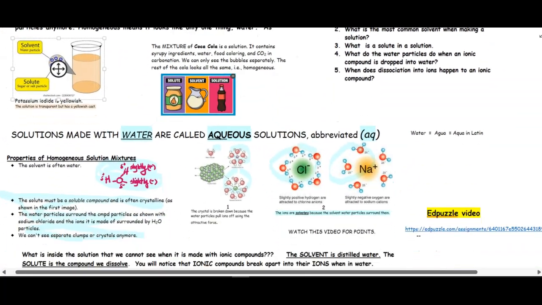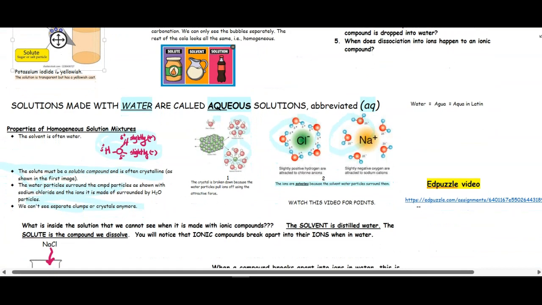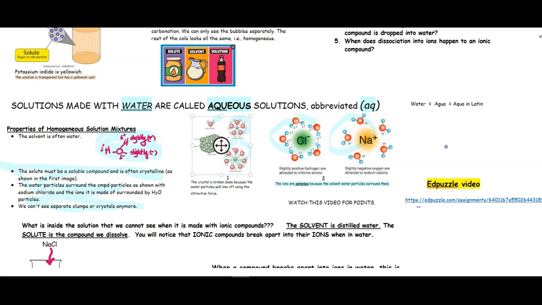So solutions made with water are called aqueous, abbreviated AQ. This comes from, in English we call it water, right? But in Spanish you call it agua. Spanish comes from Latin, and in Latin it's aqua. So aqueous comes from the Latin version of agua, and so words that are connected to it are like aquarium.